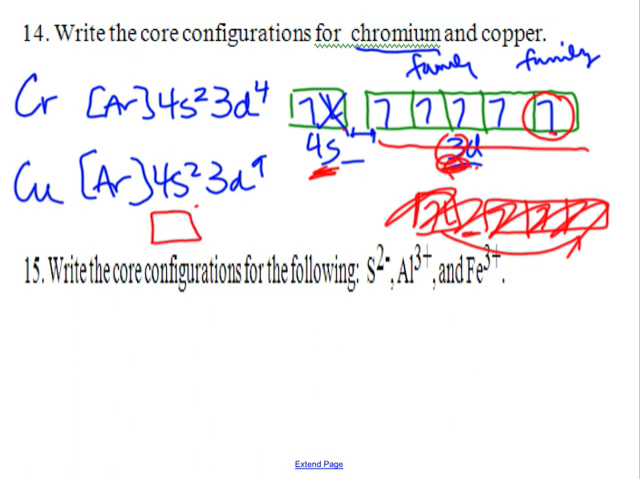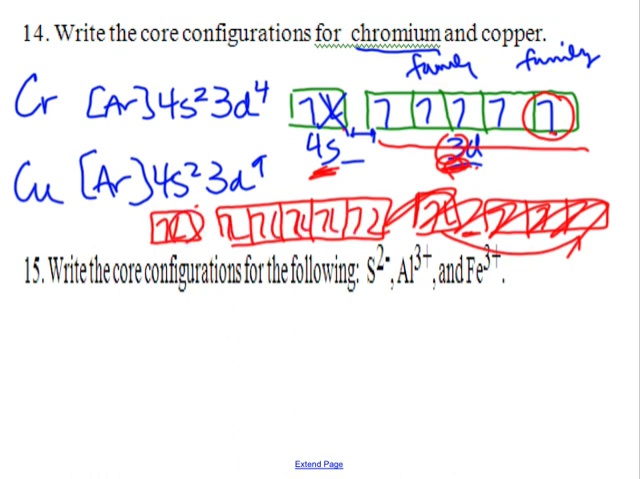Let's look at this one. This one's a little bit less, in my opinion, clear-cut, because there's only one thing dragging this guy back. So again, I moved this guy to here. What's the actual configuration? It's 4s1, 3d5. That's the configuration.